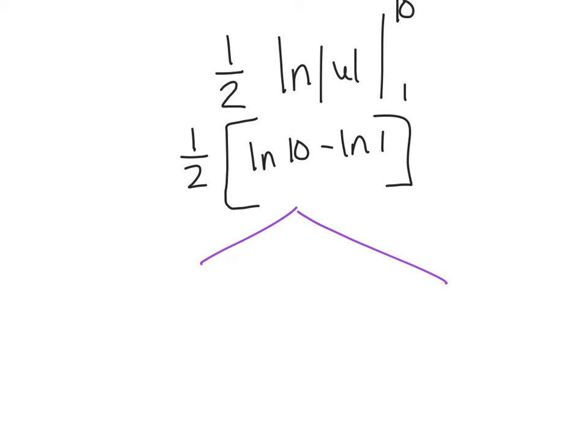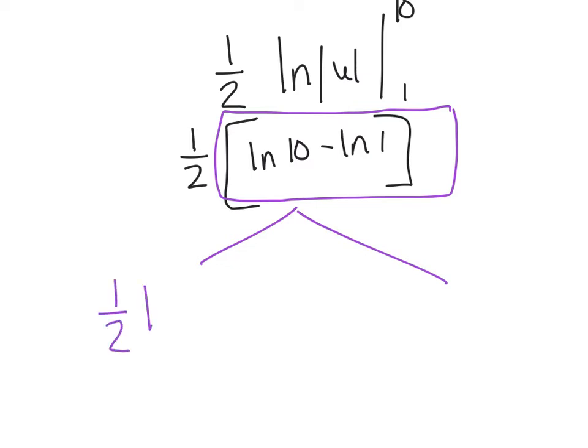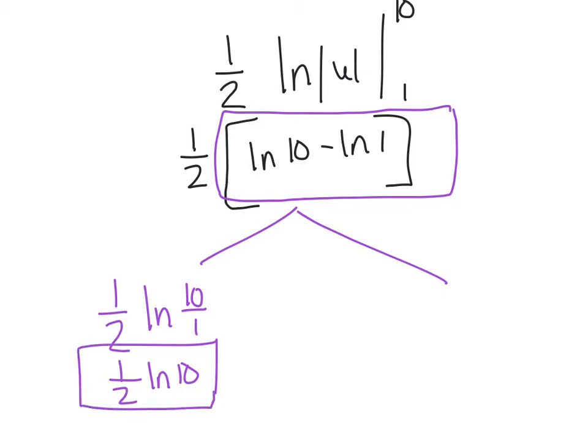The first thing we can use is log properties. Okay, so let's remind ourselves of our log properties. If I see subtraction between two logs, that means it came from division. So I could say this is 1/2 the ln of 10 divided by 1, which is really just 1/2 the ln of 10. So that's one way to think about it.